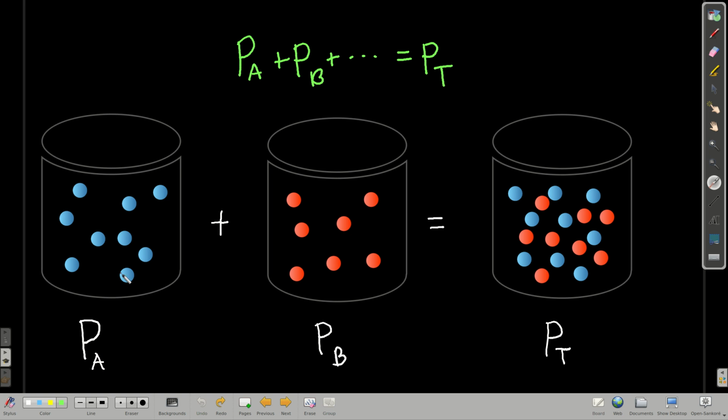So this is the partial pressure of what's called gas A for the blue one, and this is the partial pressure of gas B. The total pressure is just equal to the sum of the partial pressures. Partial pressure of A plus partial pressure of B is equal to the total pressure. If there's more than two gases, then just add up all the partial pressures. That's Dalton's law of partial pressures.